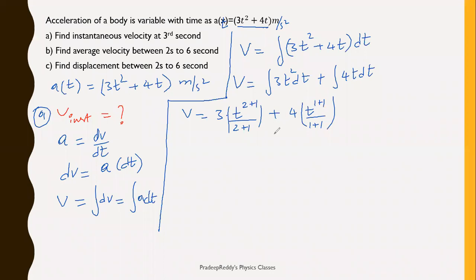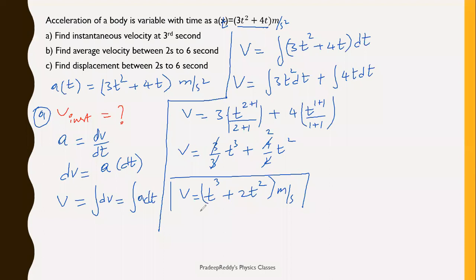Now this gives you finally V as 3 by 3 t cube plus 4 by 2 t square. V is equal to t cube plus 2t square meter per second. This is instantaneous velocity.